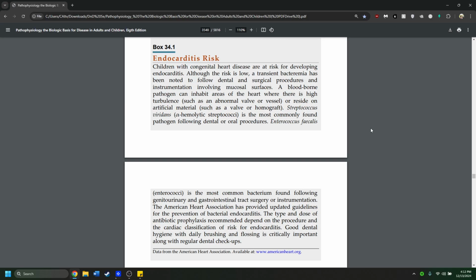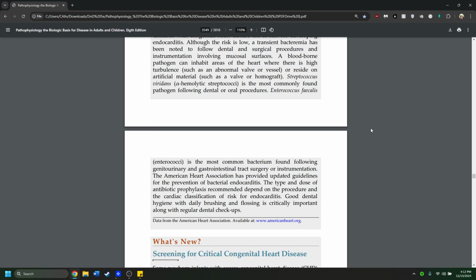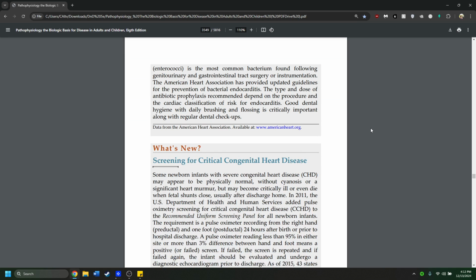The American Heart Association has provided updated guidelines for the prevention of bacterial endocarditis. The type and dose of antibiotic prophylaxis recommended depend on the procedure and cardiac classification of the risk for endocarditis. Good dental hygiene with daily brushing and flossing is critically important, along with regular dental checkups.